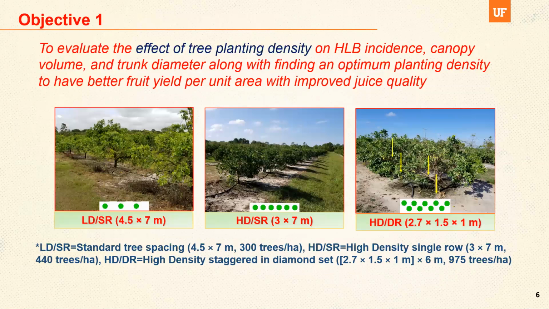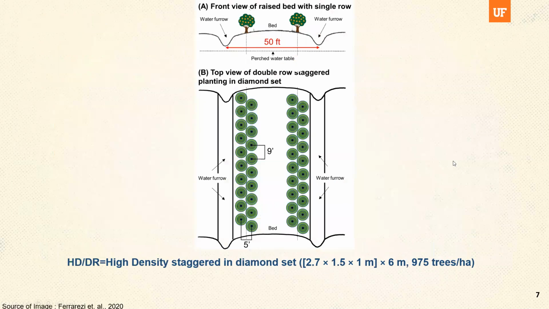So in order to address those problems, we conducted a study with three major objectives. Our first objective is to evaluate the effect of tree planting density on SLB affected grapefruit. The three planting densities we tested were low density single row, which resulted in 300 trees per hectare, high density single row, which resulted in 440 trees per hectare, and high density double row, which is also double high density planting, which resulted in 975 trees per hectare.